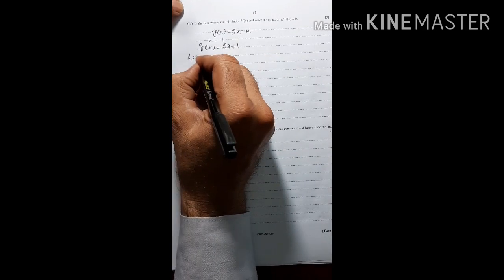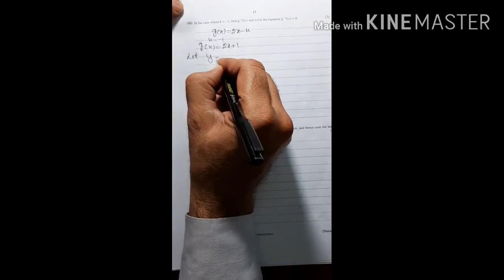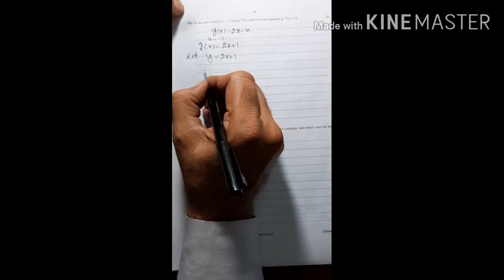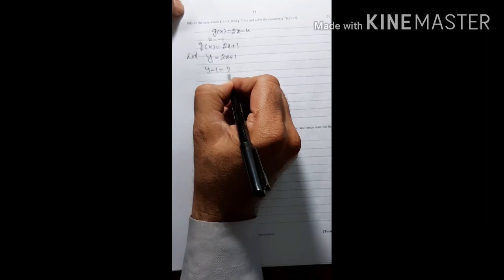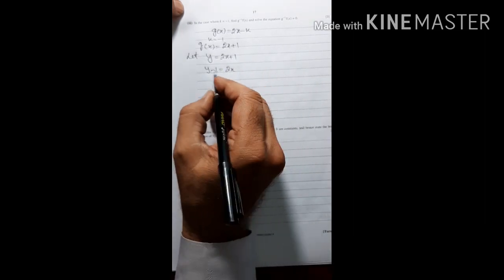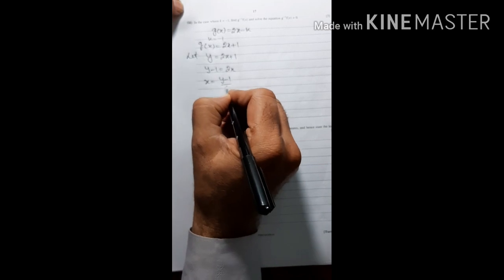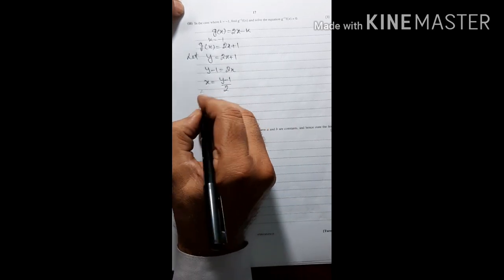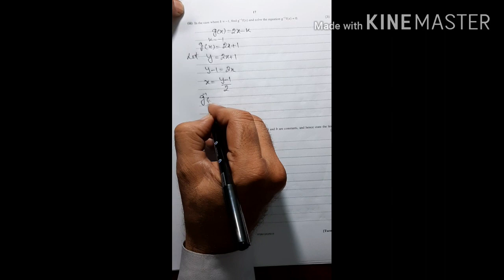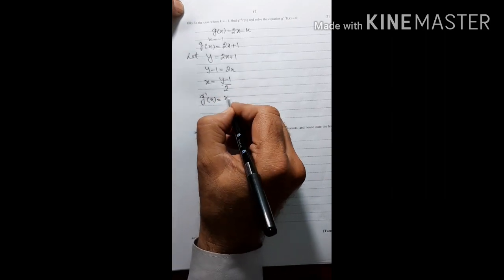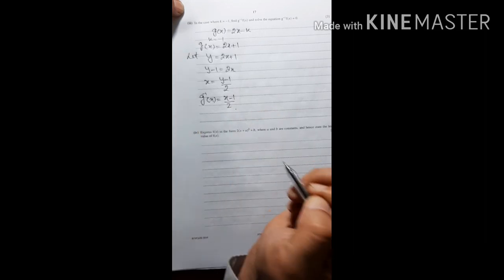So let y is equal to 2x plus 1. So make x the subject, y minus 1 is equal to 2x, or x is equal to y minus 1 over 2. So I'll write g inverse x instead of x, and I'll replace all y's with x. So x minus 1 over 2. This is g inverse x.